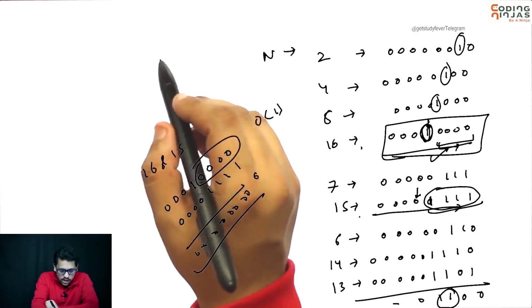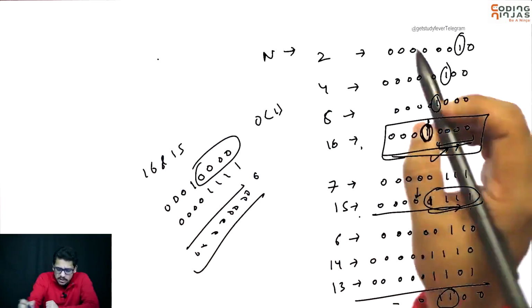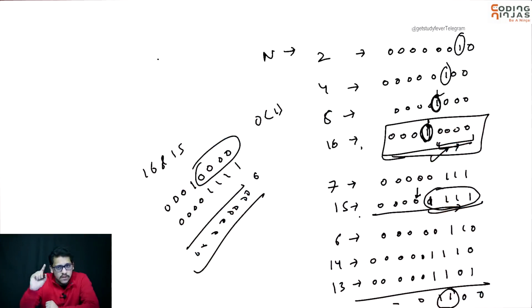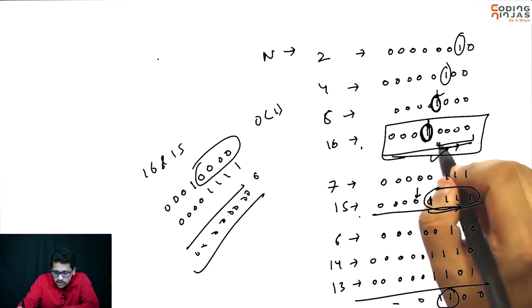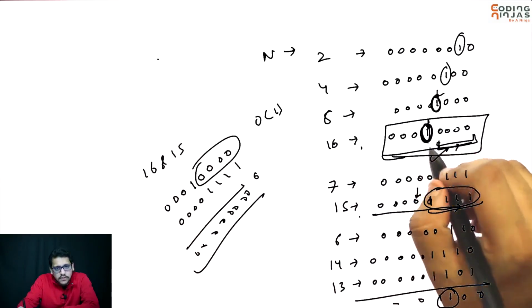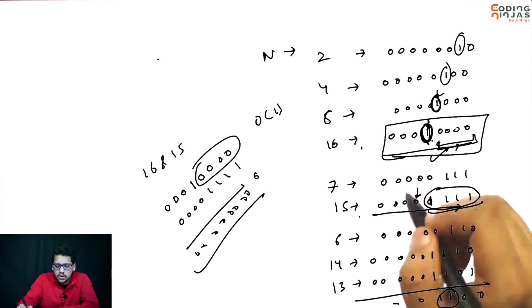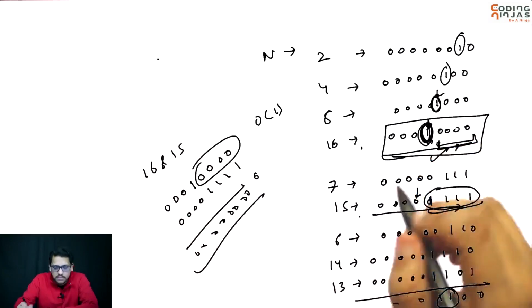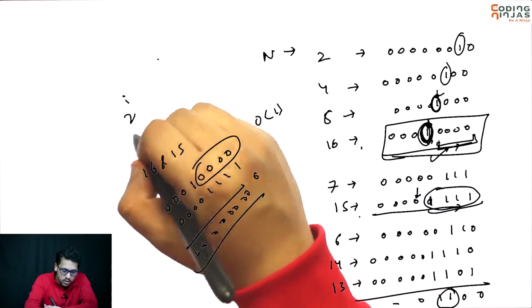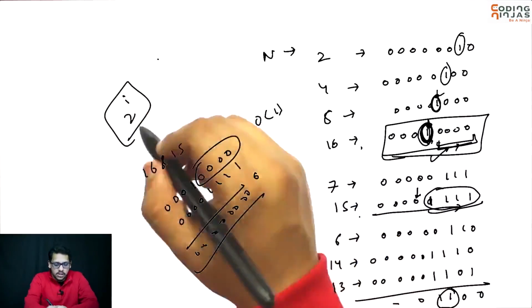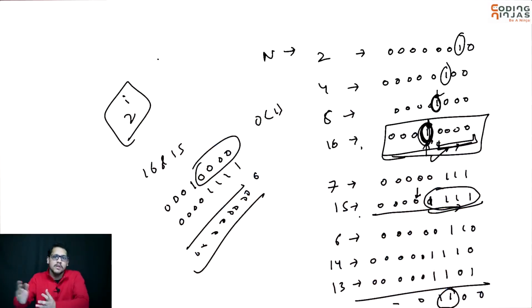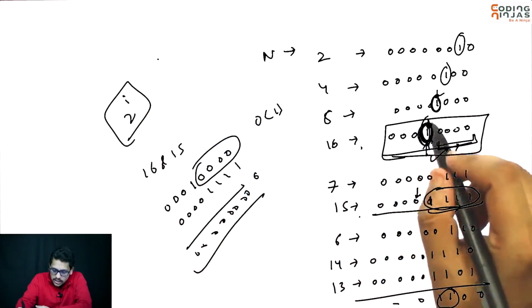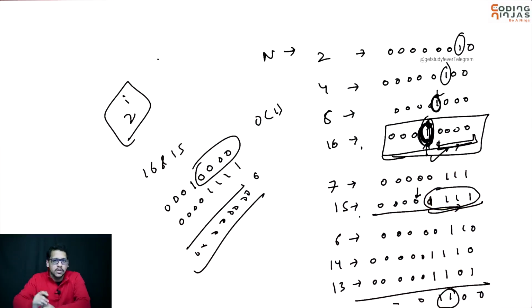Why? Because for any power of 2, you will only have one bit set as 1. Only one bit will be 1, others will be 0. And that bit will definitely be 0 in the previous number, because this bit has come as a new point. That means 2 power i has been generated. These numbers are 2 power i, so the new bit 2 power i has been used, which cannot be used in the previous numbers. All the numbers lesser than 16 will definitely have 0 in this.